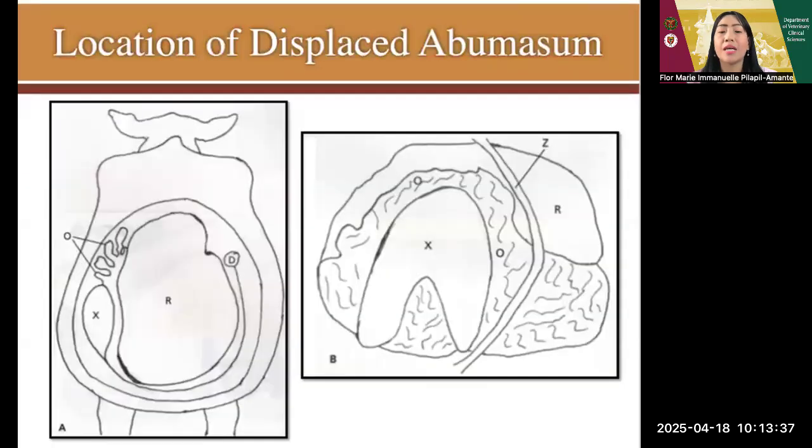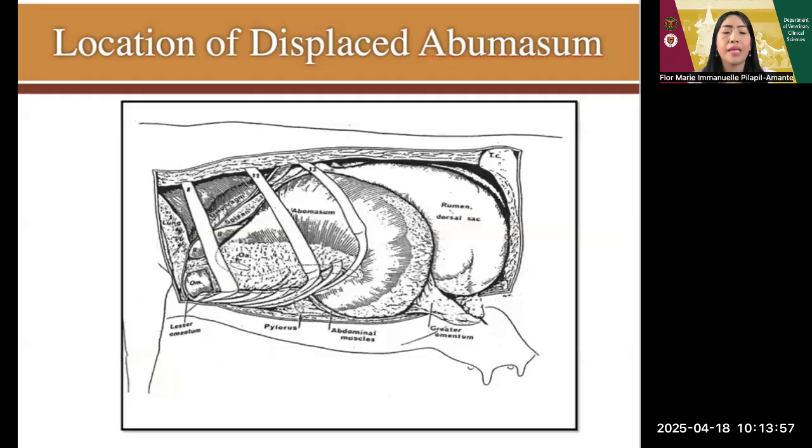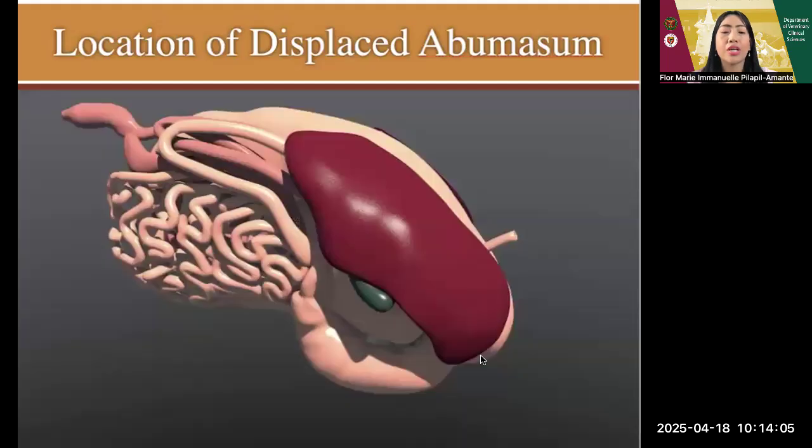For a displaced abomasum, picture A is showing us the rear view of the LDA being the X in the picture. And picture B is showing us the left lateral view of the abdomen where the X is the abomasum that has been displaced. This is just another picture of the left lateral view of the abdomen with a displaced abomasum. And let's try to watch this video.